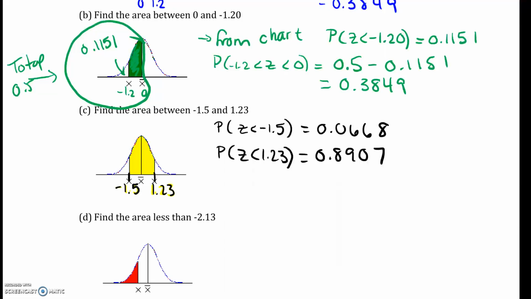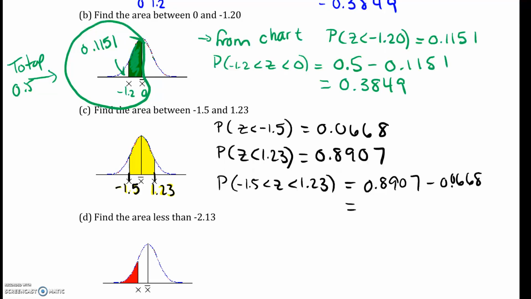And if I want to find the probability that Z is between negative 1.5 and 1.23, then I'm going to find the difference in those area values. Don't forget your 0. Again, probabilities, these are all reported accurate to 4 decimal places. And so we can just write down our final answer. It's 0.8239. Okay. So if you're looking up between two values, we have to do this bit of subtraction.